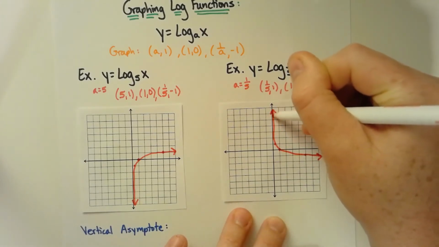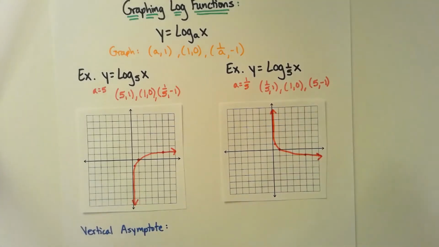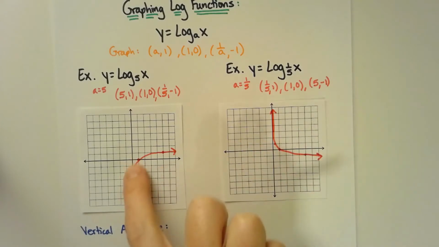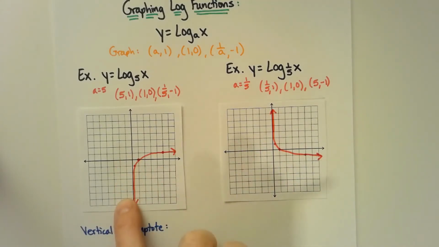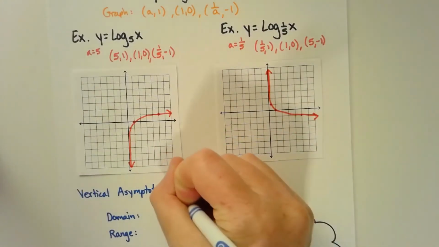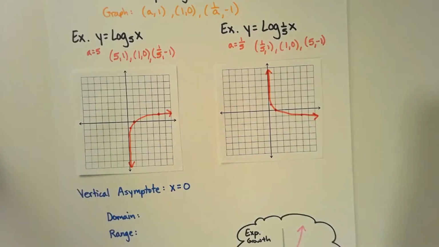going down. So let's pick out a couple of important parts of our graph. So notice on both of these graphs, they seem to have a vertical asymptote at x equals 0. So that's an important part of our graph we need to write down in our notes.